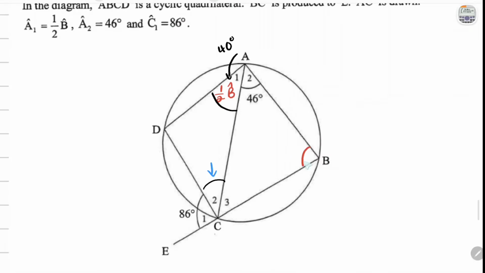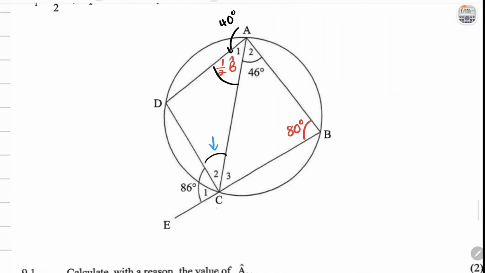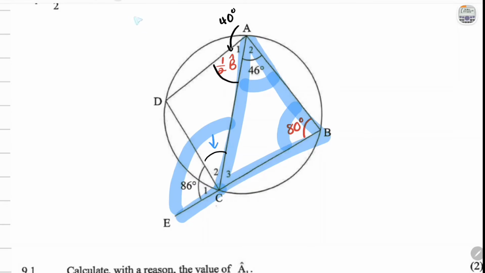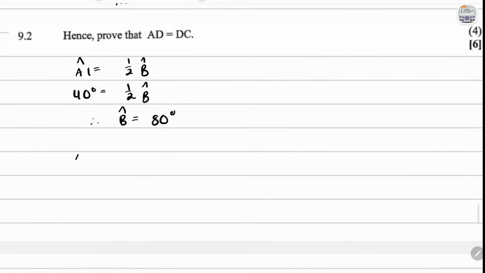So now that we know this is 80 degrees, remember, exterior angle of a triangle. We're going to use this is the exterior angle because it goes from the extended side of the triangle all the way to the triangle. So this is going to be our equation now. We know that the exterior angle of a triangle is equal to the sum of the two opposite interior angles. So that means that angle C1, which is 86 degrees, plus angle C2, that's the exterior angle.